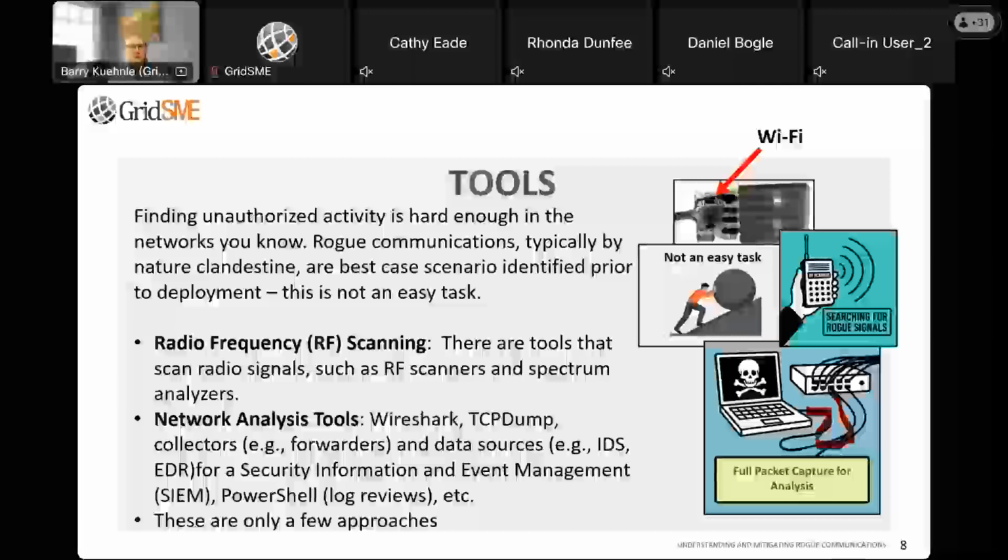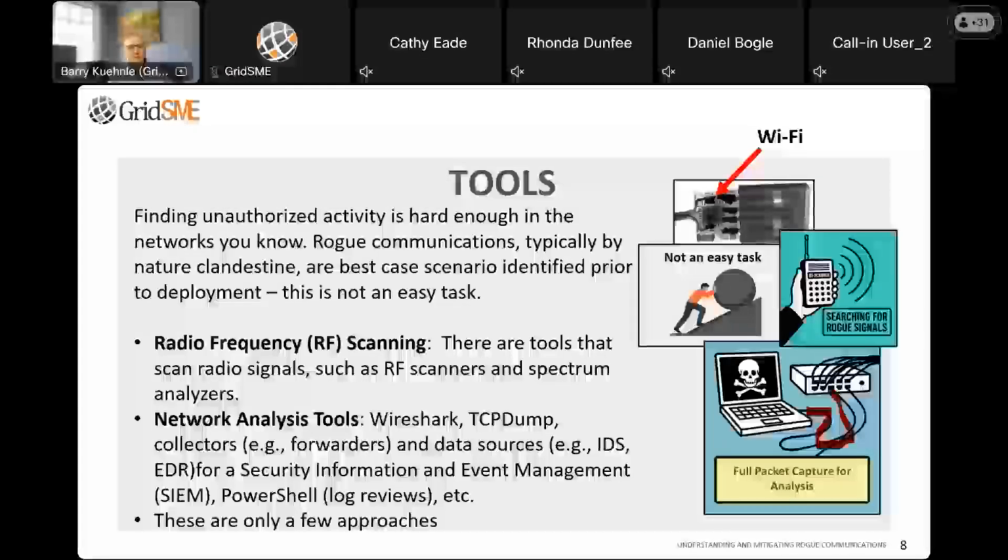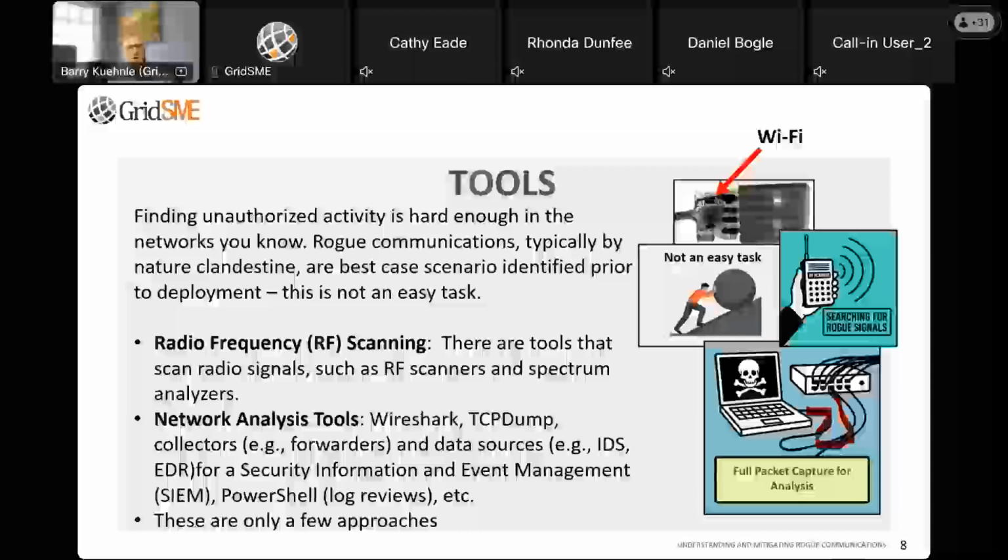tcpdump. This is a command line tool that allows you to capture traffic off the network as well.